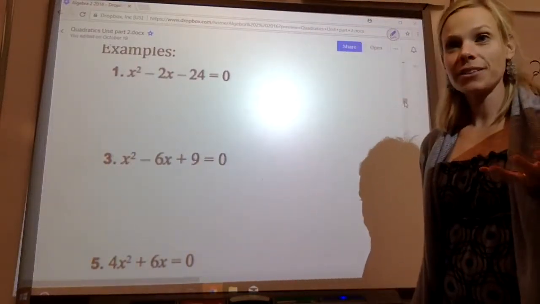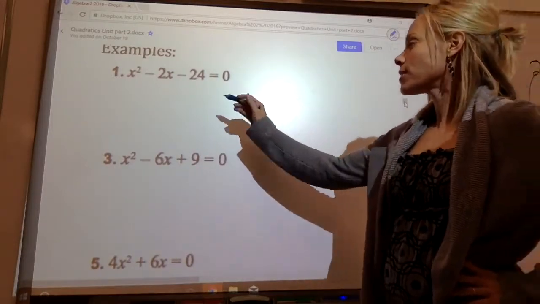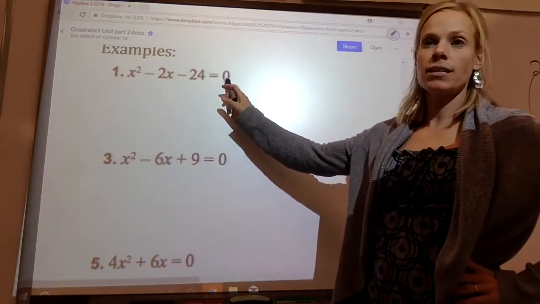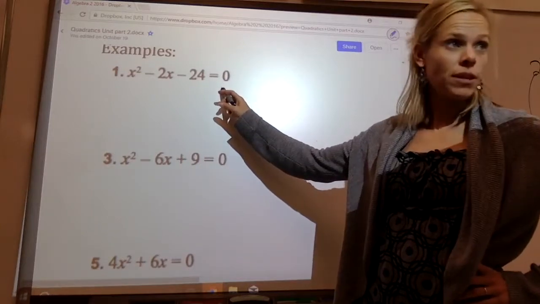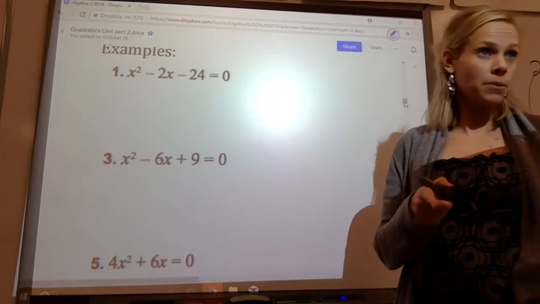So why factoring, right? Why factoring, okay? The reason we factor is so we can now have an equal sign and a zero so we can solve, okay? So in order to do that, we first need to review what the zero product property is.